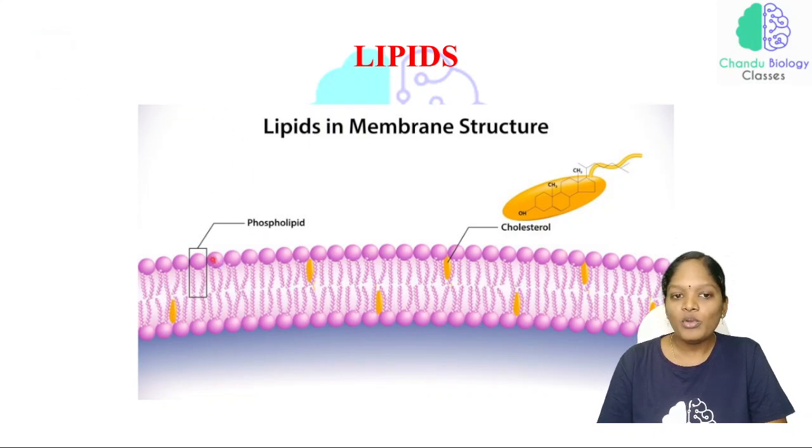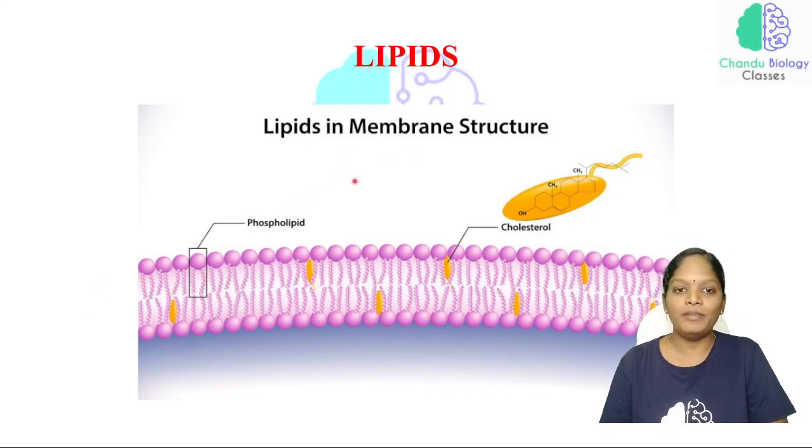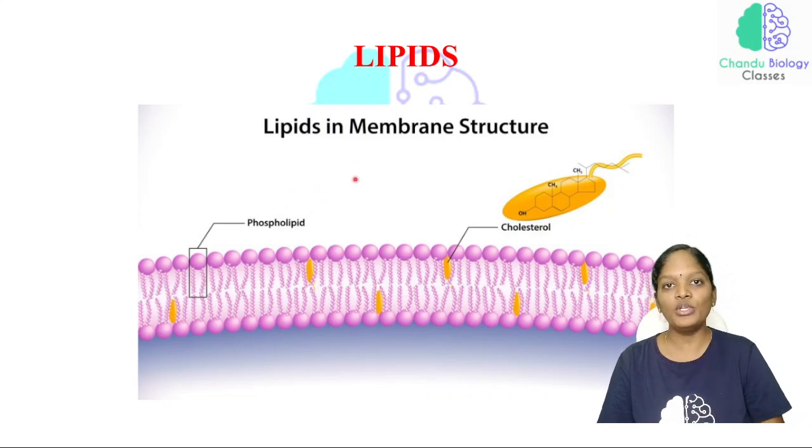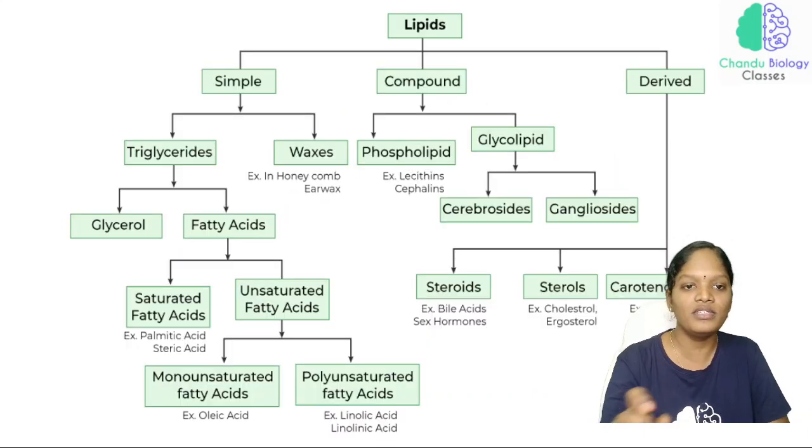In the phospholipids, between these phospholipids, this yellow color is nothing but cholesterol. This cholesterol is the one making the lipid membrane more rigid, so this is very important. This cholesterol also comes under the lipid, and the phospholipid is also a type of lipid. So lipids play an important role in maintaining the membrane structure. This is the first use of lipid.